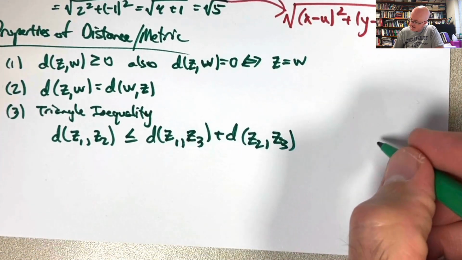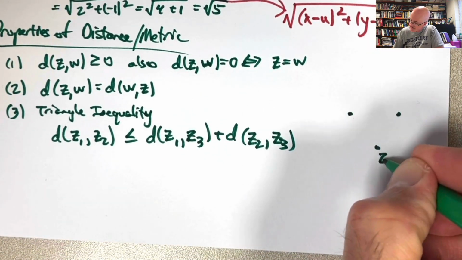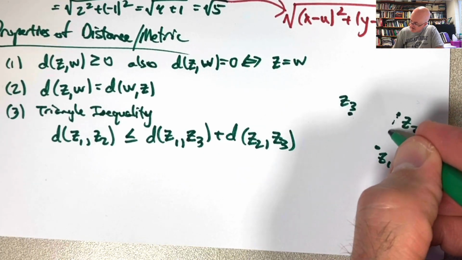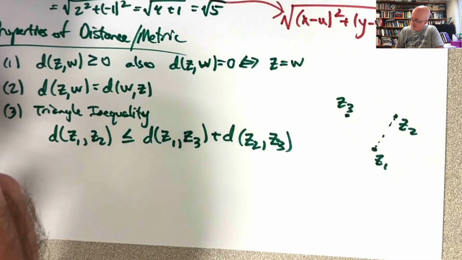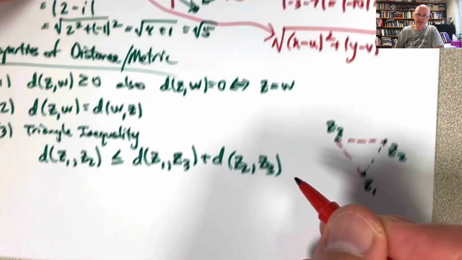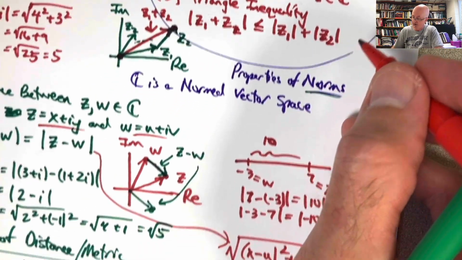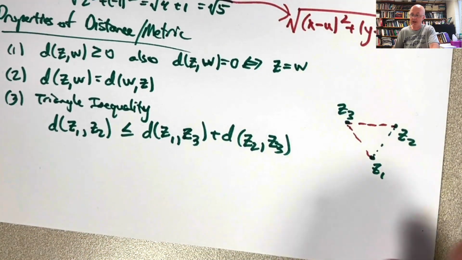Again, it makes intuitive sense if you draw these anywhere you want, pretending this is the complex plane. The distance between z1 and z2, that distance right there, is less than the sum of these two distances right here. This can be proven as a consequence of this triangle inequality, though it is a little trickier than you might think at first. Okay, so that's properties of distances, metrics.